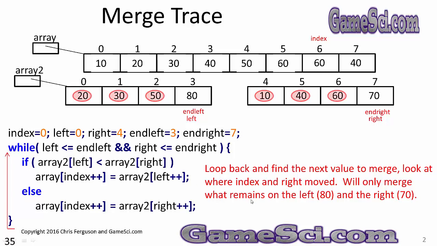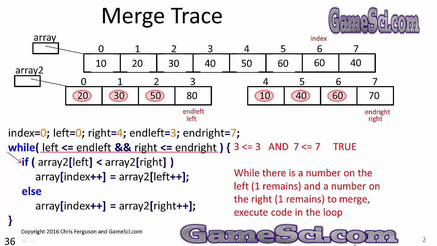We'll only merge what remains on the left, which is 80, and what remains on the right, which is 70. This one's close, but it's still true. 3 less than or equal to 3 and 7 less than or equal to 7 is definitely a true statement. While there is a number on the left and 1 remains, and a number on the right, 1 remains to merge. Execute the code in the loop.